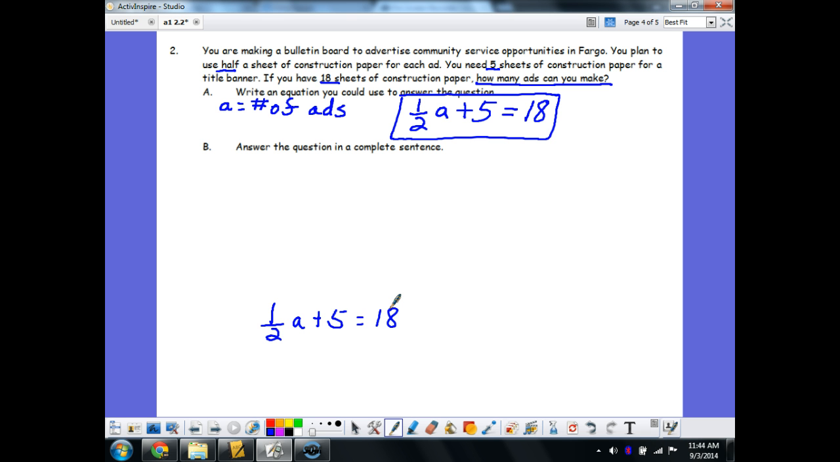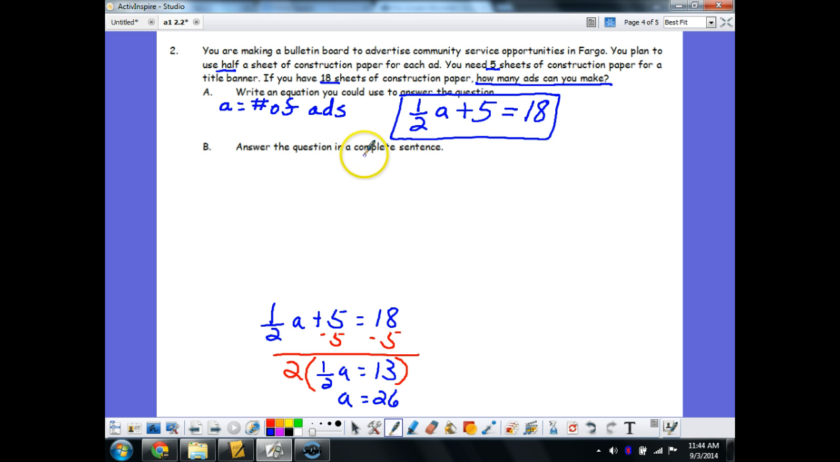And the first step we would do is subtract 5 from both sides. So 1/2 of A is equal to 13. And to solve this for A, we would divide by 1/2, which is the same thing as multiplying by its reciprocal, or 2. And so the number of ads we can make is 26.